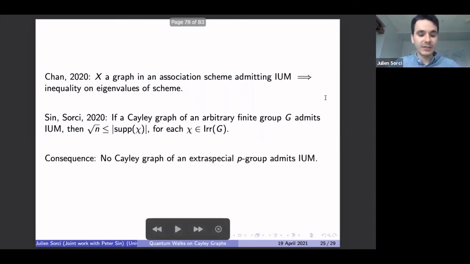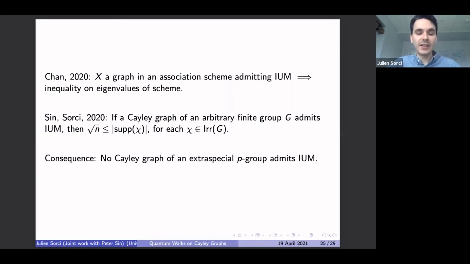And now there's an immediate consequence: no normal Cayley graph of an extra special P group admits instantaneous uniform mixing. It follows directly from this result, because for the extra special P groups, there's always a nonlinear character that will vanish off of the center of the group. That's too much and contradicts this theorem. Okay, so that's kind of unfortunate.